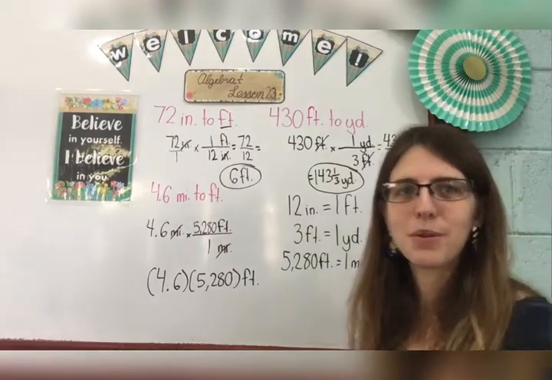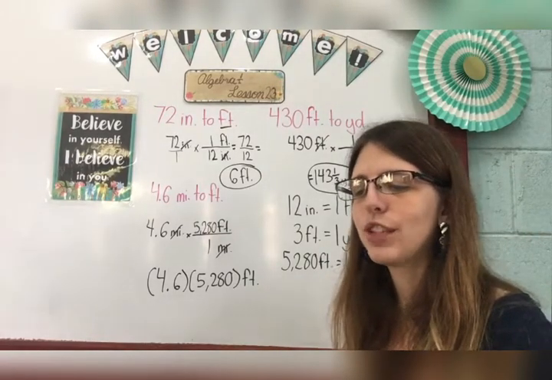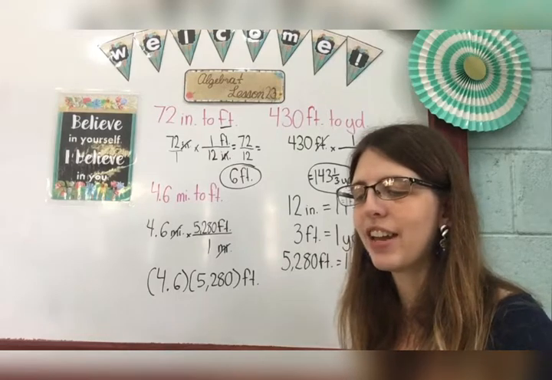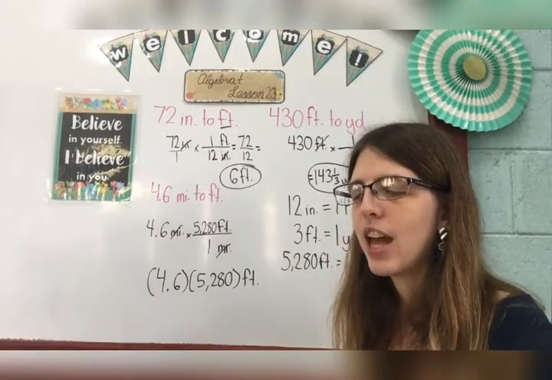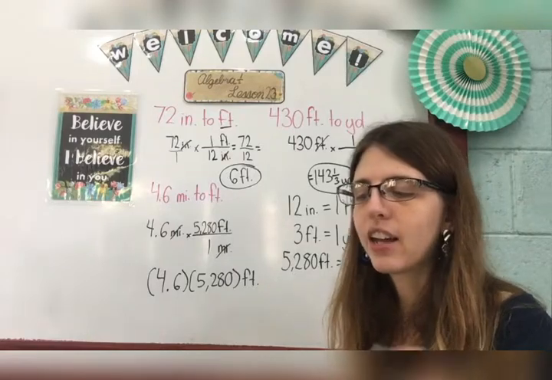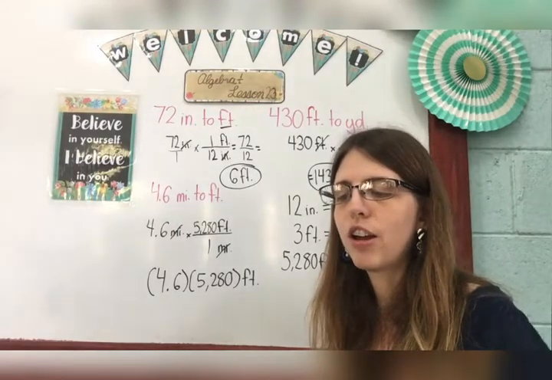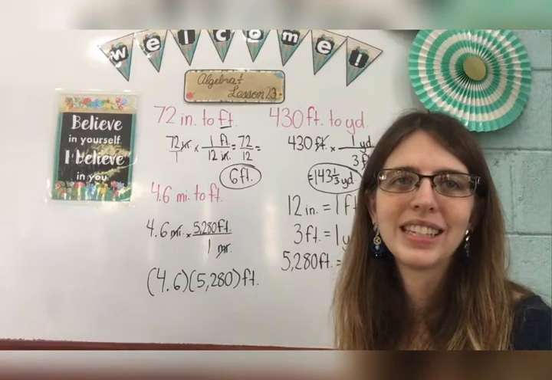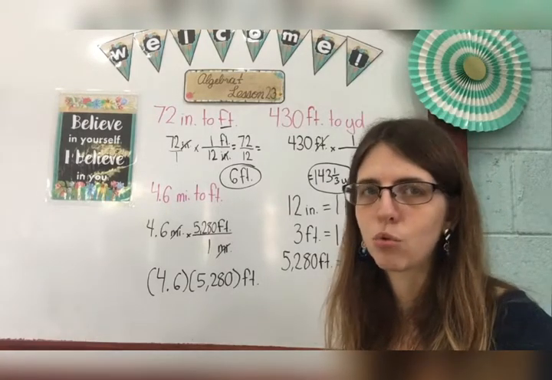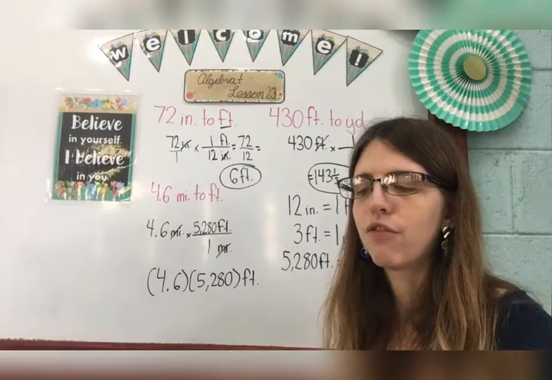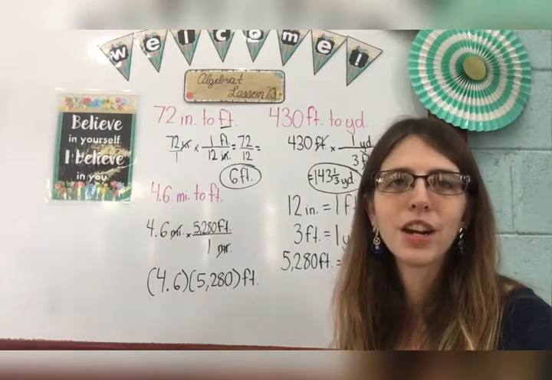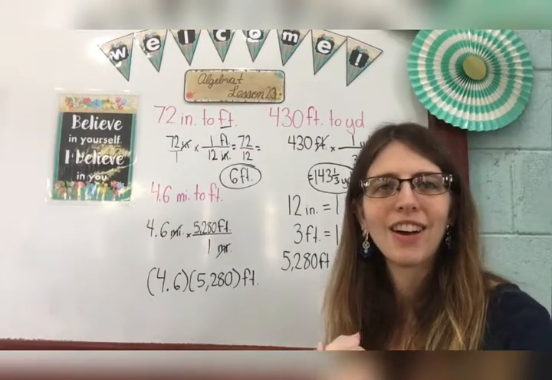You should be back from doing your practice. Letter A, you should have gotten 137 1/3 yards. Letter B, you could have multiplied it out and gotten 206,400 inches, or you may have written 17,200 times 12. And your last one, letter C, you should have gotten 4,944 inches.